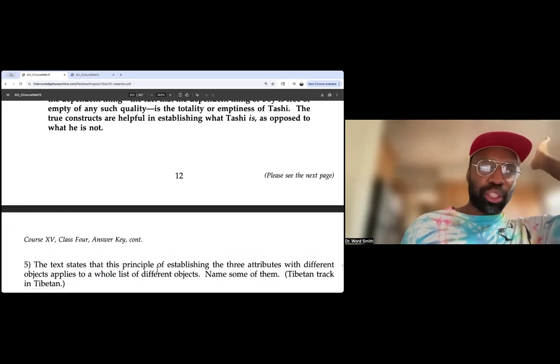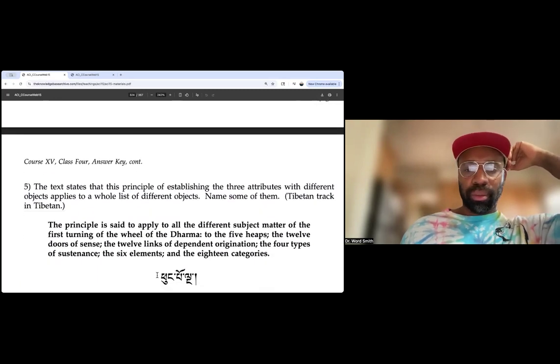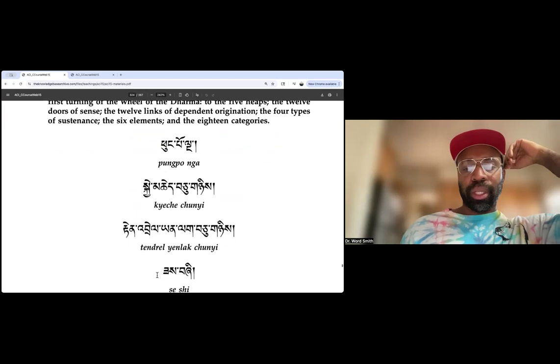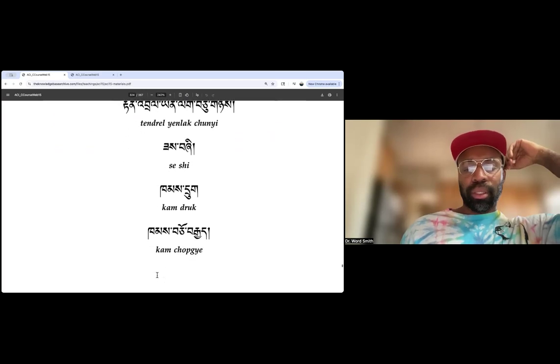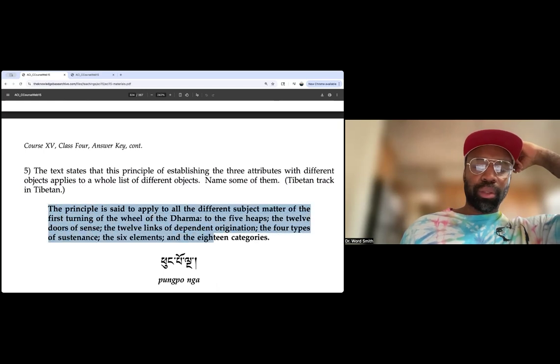It should be like changing things, unchanging things. But I don't know. Oh, it's just all the different things in the world. Yeah, it's just applying it to everything in the first turning of the wheel. Yeah, here it is. Okay, read this, Hong Sung.